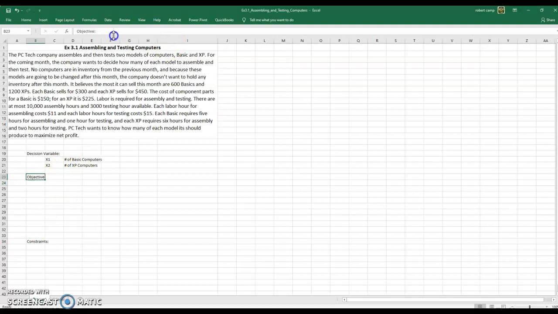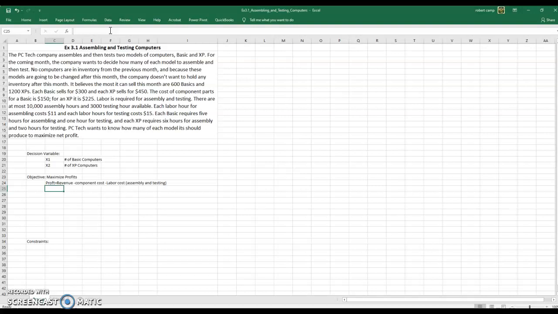So what's our objective function? Well, what are we trying to do? We're trying to maximize profits. A lot of times in a business setting, the objective is going to be maximizing profits. So, what is the profit? Well, the profit is the revenue minus the component cost minus labor cost. And the labor cost is both assembly and testing.